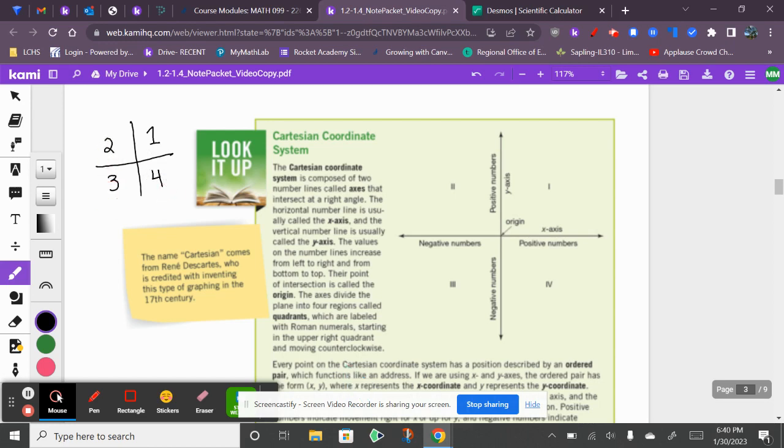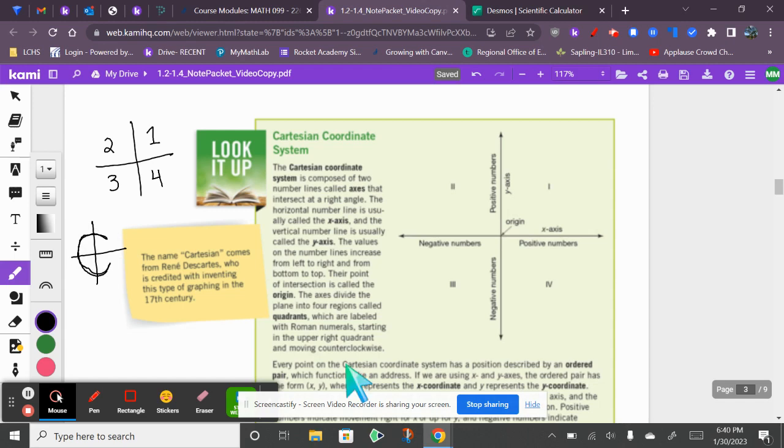An easy way to remember which quadrants are which is to think of it in terms of a C. If you start here and you draw your C, you can think of it as the coordinate system. And so you start here, 1, 2, 3, 4. That is how you can remember them.